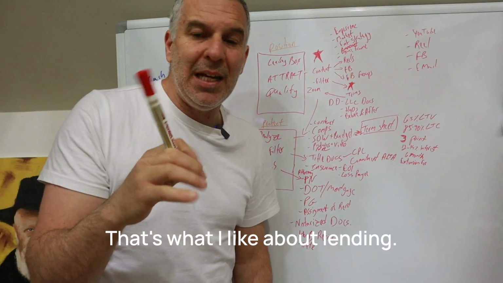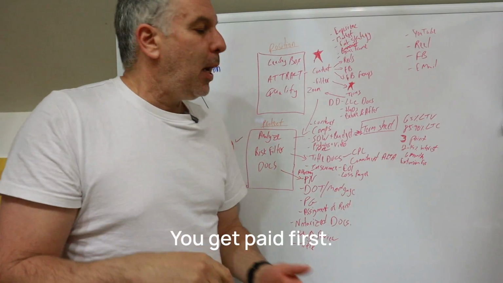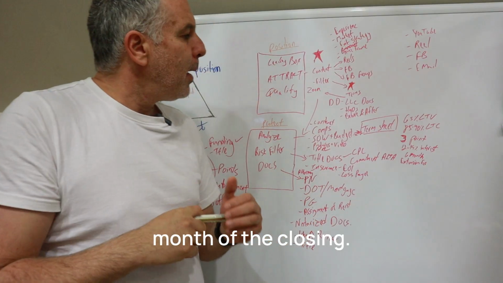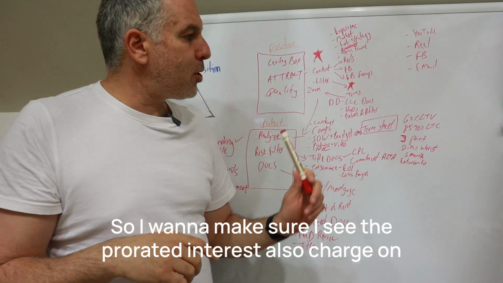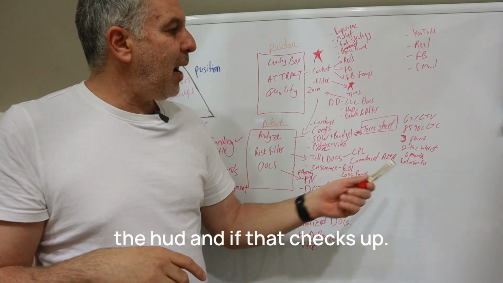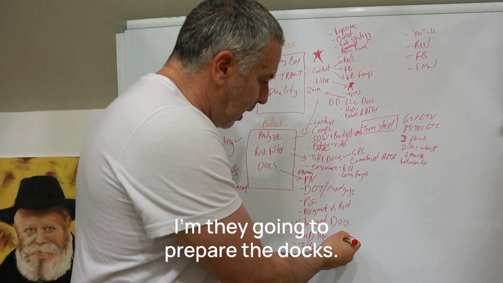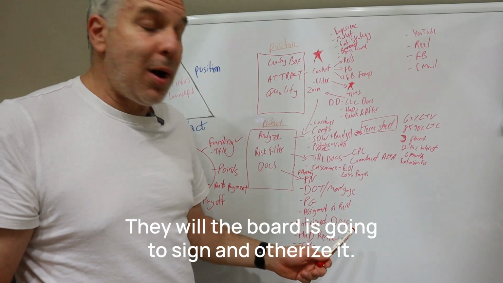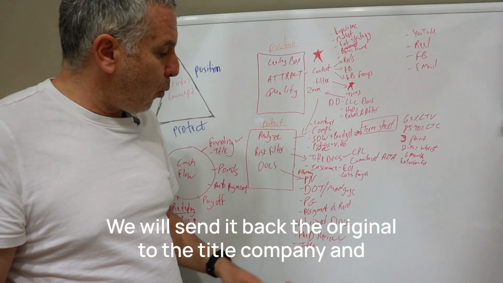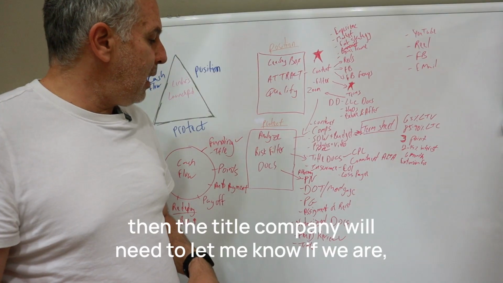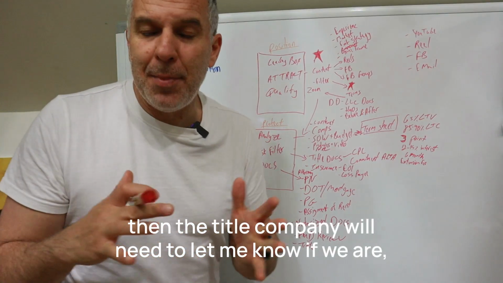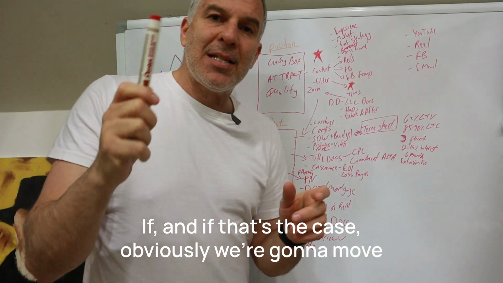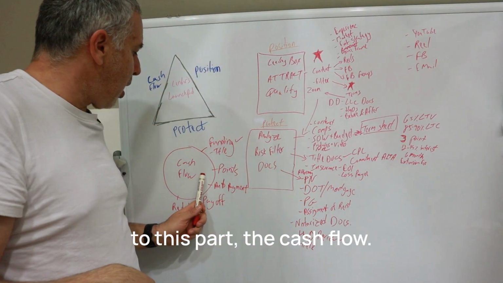That's what I like about lending. You get paid first. And also, usually I get the prorated interest of the month of the closing. So I want to make sure I see the prorated interest also charged on the HUD. And if that checks up, they're going to prepare the docs. The borrower is going to sign and notarize it. We'll send the original back to the title company. And then the title company will need to let me know if we have the green light to close. And if that's the case, obviously we're going to move to this part, the cash flow.